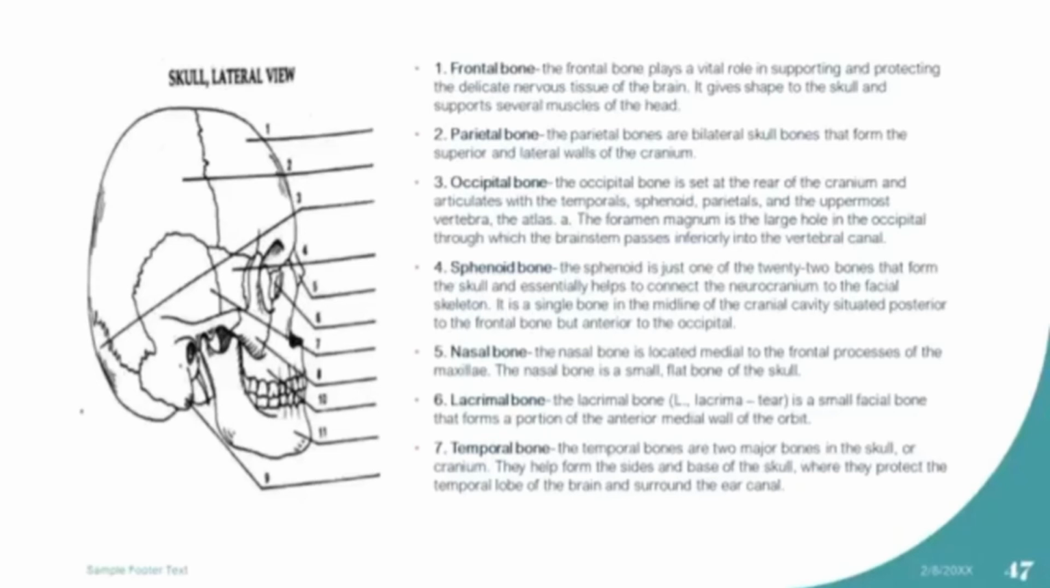2. Parietal bone. The parietal bones are bilateral skull bones that form the superior and lateral walls of the cranium.